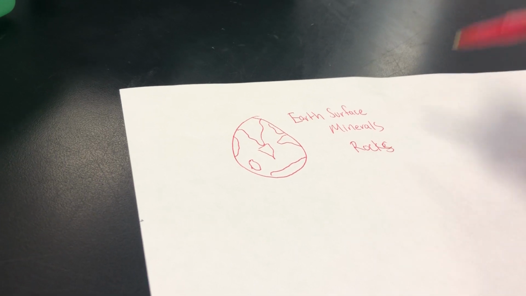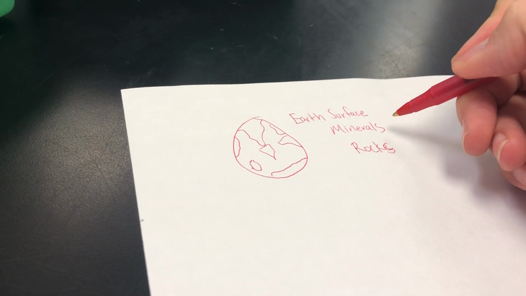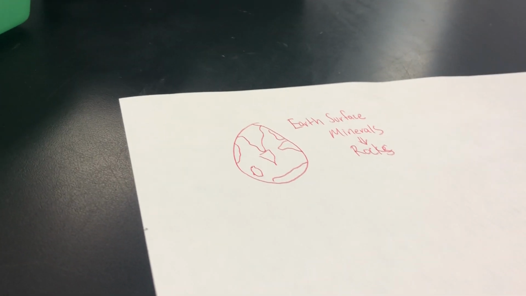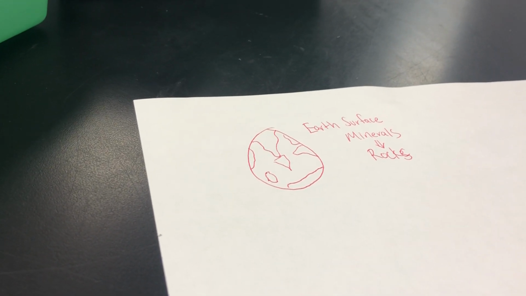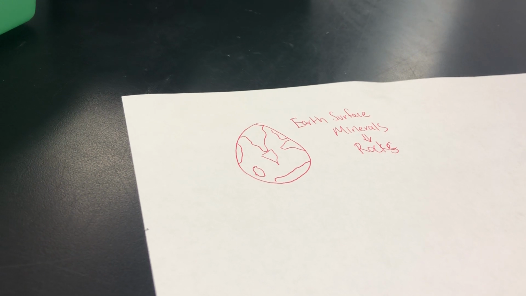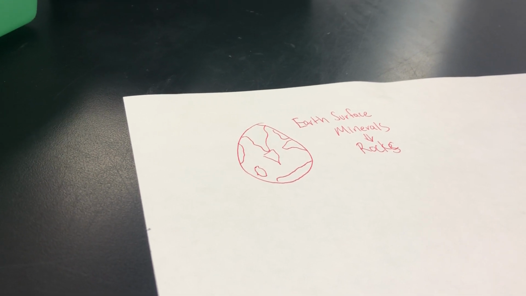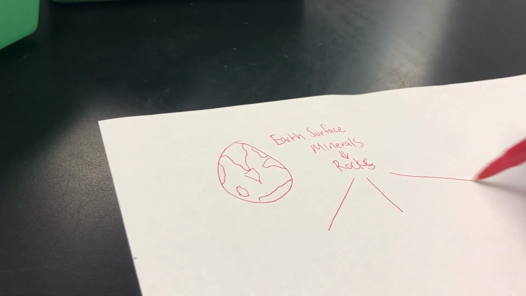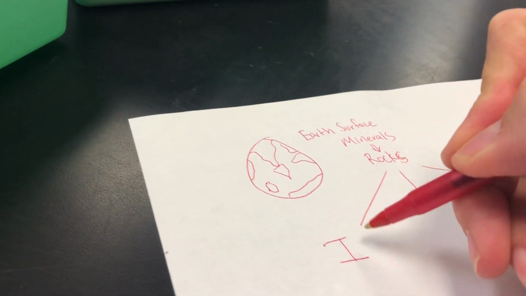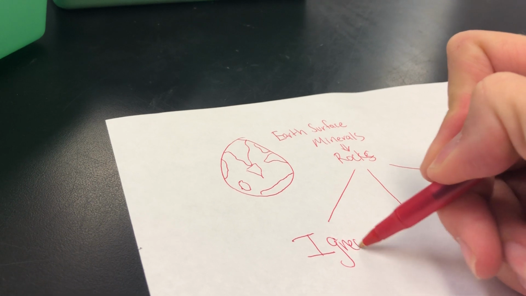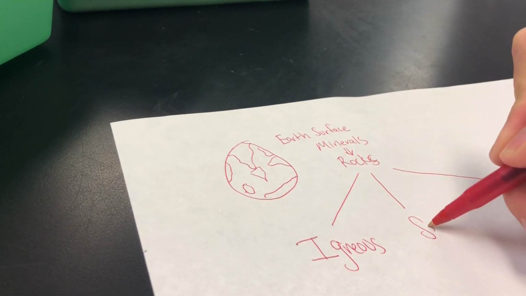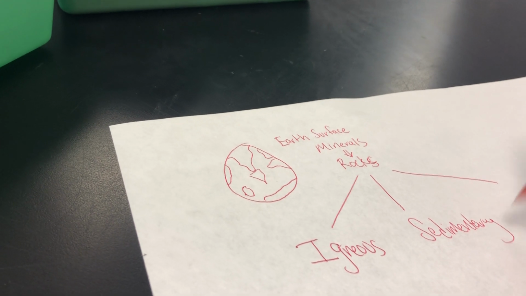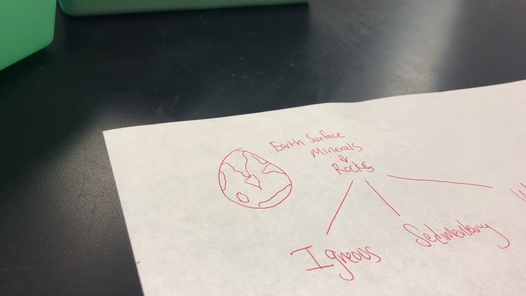Now, minerals make rocks. So when you combine minerals, they make rocks. There are 3 different types of rocks. There are igneous, sedimentary, and finally metamorphic.